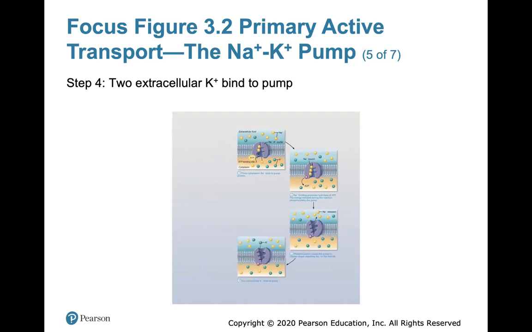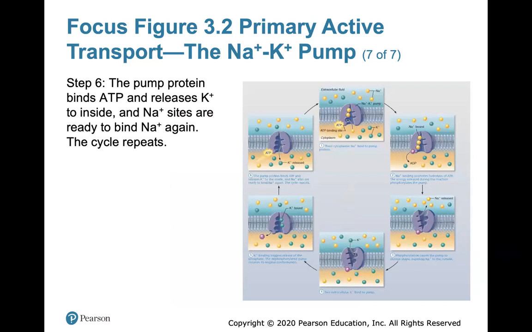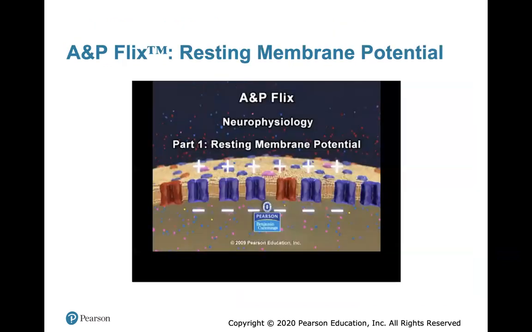2 potassium on the outside of the cell bind to the pump. Potassium binding triggers release of the phosphate, and the dephosphorylated pump resumes its original conformation. The pump protein binds ATP and releases potassium to the inside, and the cycle repeats again.